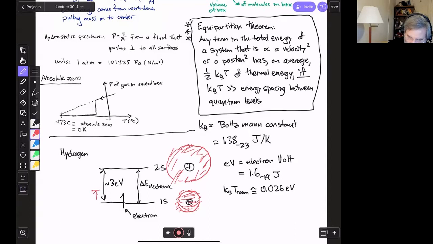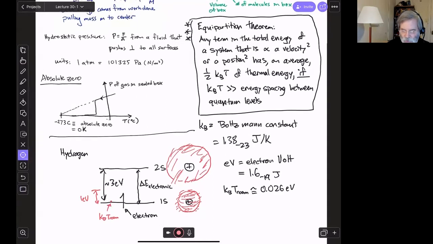So if I were to try to indicate that on the scale of this diagram, this would be about 1 eV, and I need something that's about 1/40 of it. So it'd be sort of about that much. So that would be kBT room, sort of too small to even see very well. And so in this case, we are clearly not in the limit where kBT is much greater than the energy spacing. In fact, kBT is much less than the energy spacing in this case.